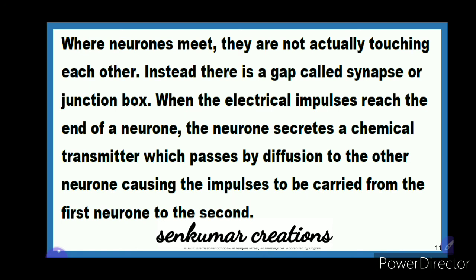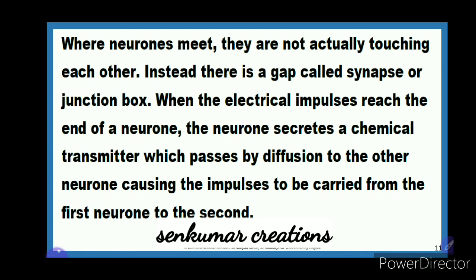When the electrical impulse reaches the end of the neuron, the neuron secretes a chemical transmitter, a chemical neurotransmitter, which passes by diffusion to the other neuron. Through this transmitter, by the process of diffusion, the impulse passes from one neuron to another until reaching the brain. So this is the way. Synapse means a junction between two neurons, filled with a chemical neurotransmitter.